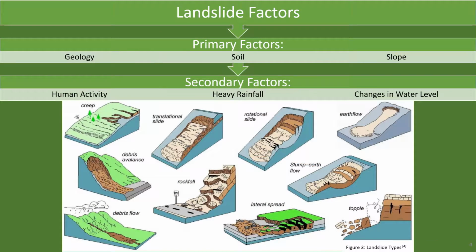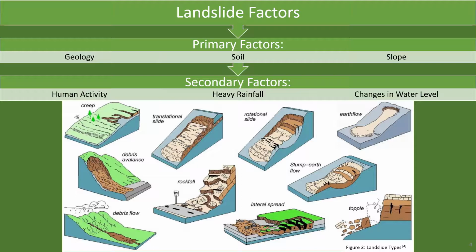In Kenton County, it is primarily a combination of geology, soil type, and slope that make areas more prone to landslides than others. Other factors that can contribute to the occurrences of landslides are human activity, heavy rainfall, and changes in water level. I will be discussing each of these factors a bit more in detail in the upcoming slides.